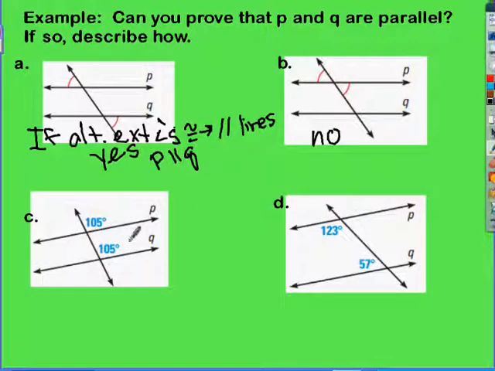Looking at C. Well, what's the relationship between those given angles, those 105-degree angles? It looks like they're corresponding. So if corresponding angles are congruent, that tells me I have parallel lines.